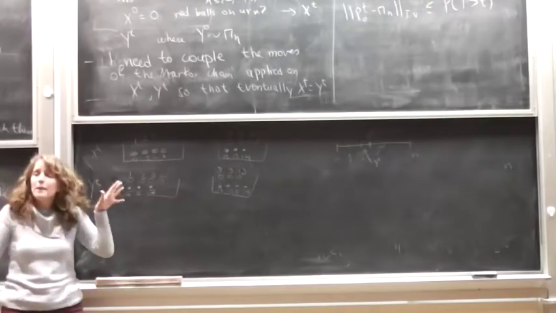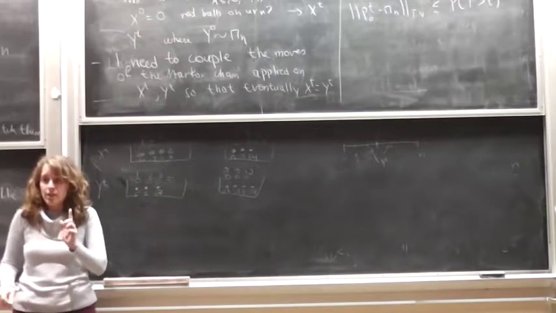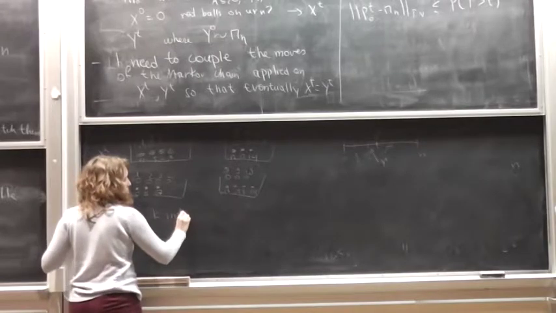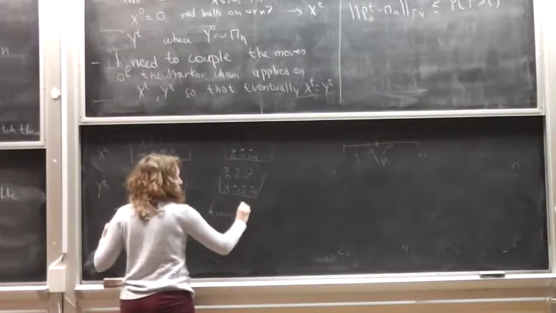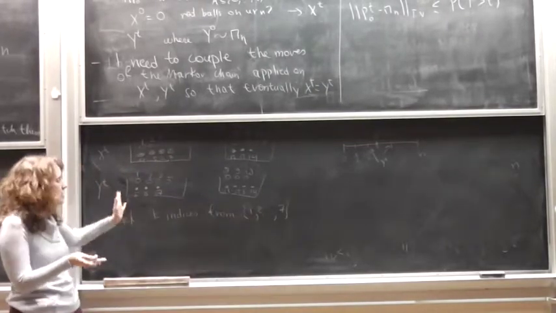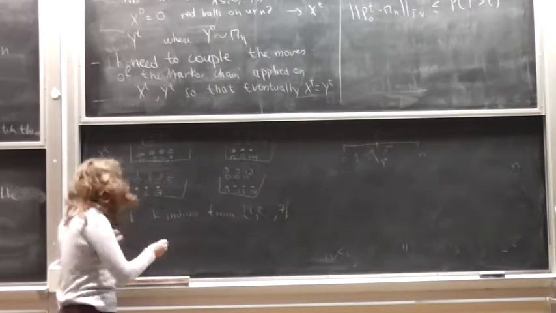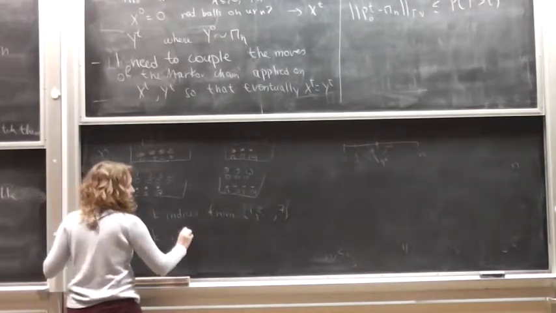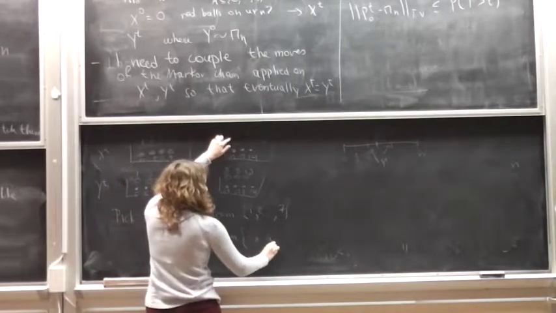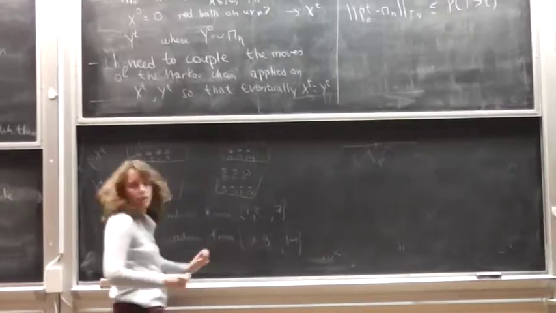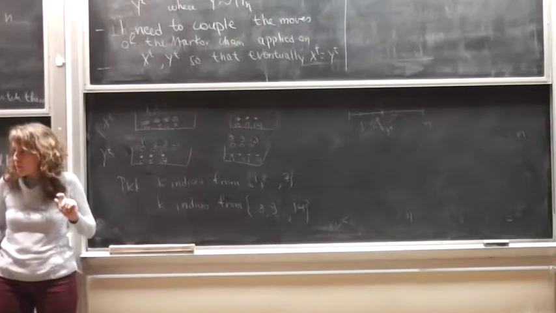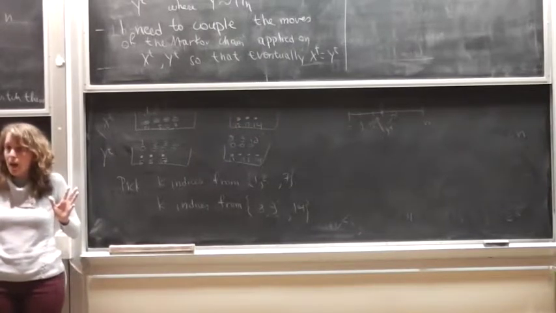So now, instead of picking balls, I'm going to pick indices. Okay? So pick k indices from, let's say 7, just in our example. In the general setting, it will be from 1 through n. And then pick k indices from 8 up to 14, and switch the balls that are labeled by these numbers. Okay? This is how I'm going to be coupling this.